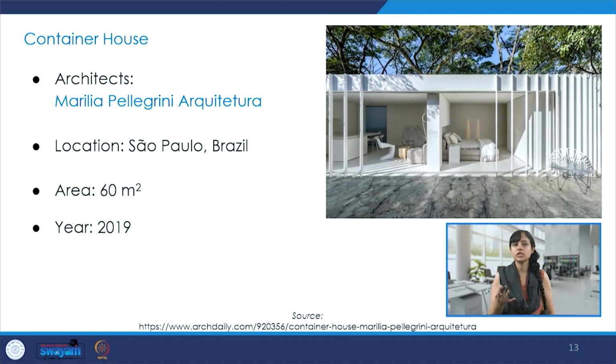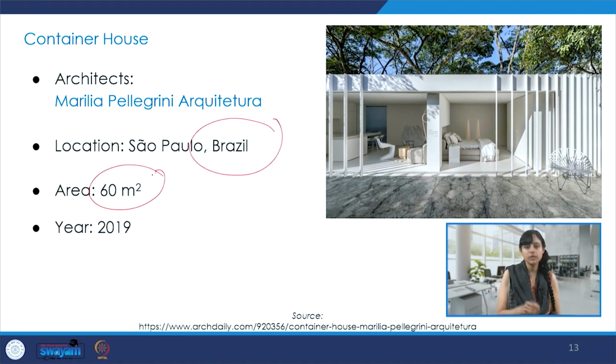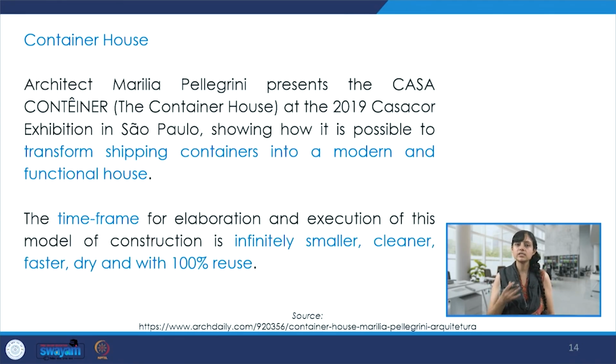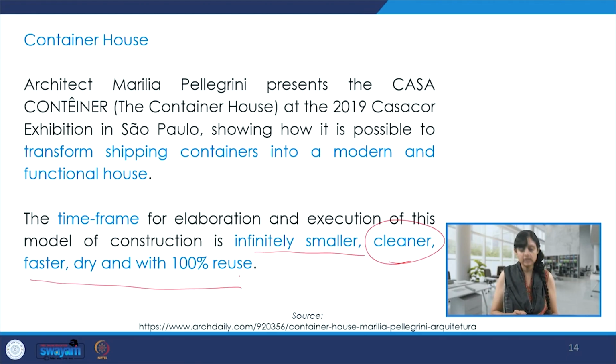There is another project which is the container house. It is in Brazil. It is 60 square meters and it's from the year 2019. So this is quite compact. Here the architect has tried to transform shipping containers into a very modern and functional house. The time frame for elaboration and execution of this model of construction is quite small, quite clean, fast, dry, and with 100% reuse of materials.